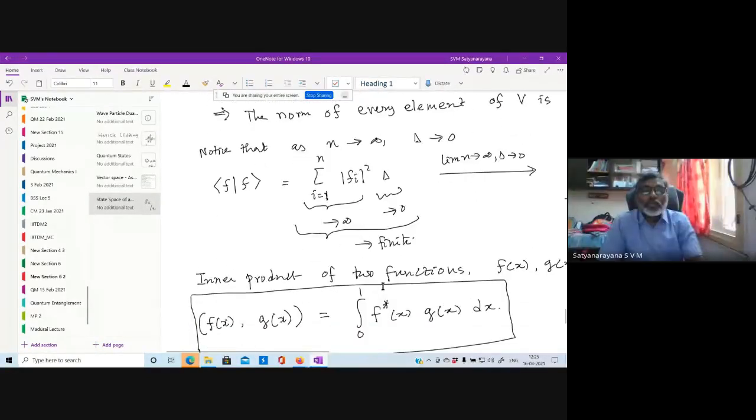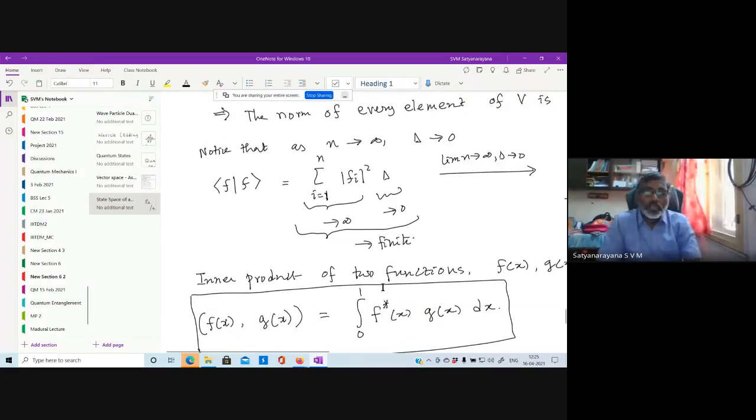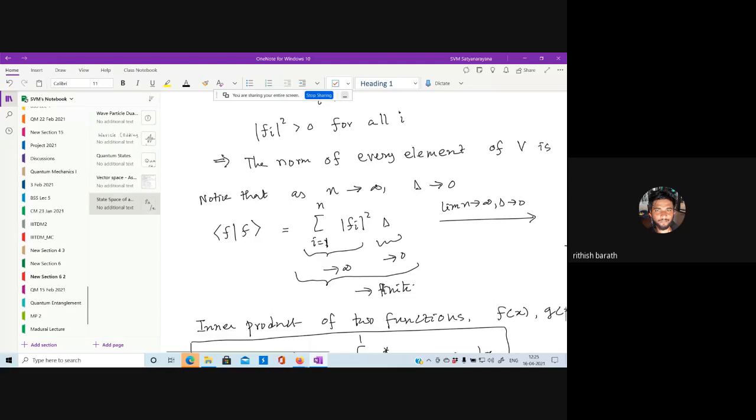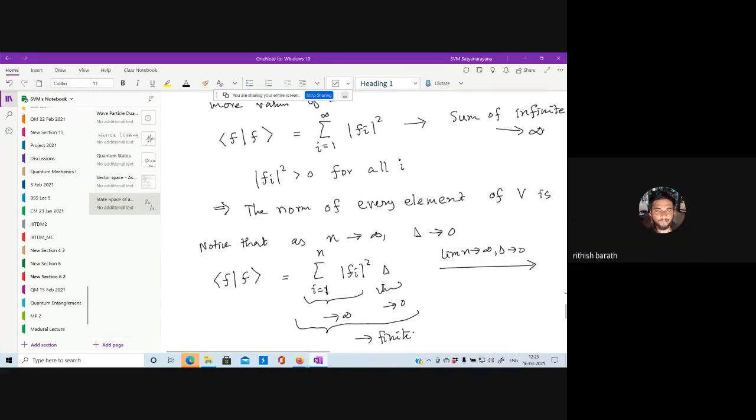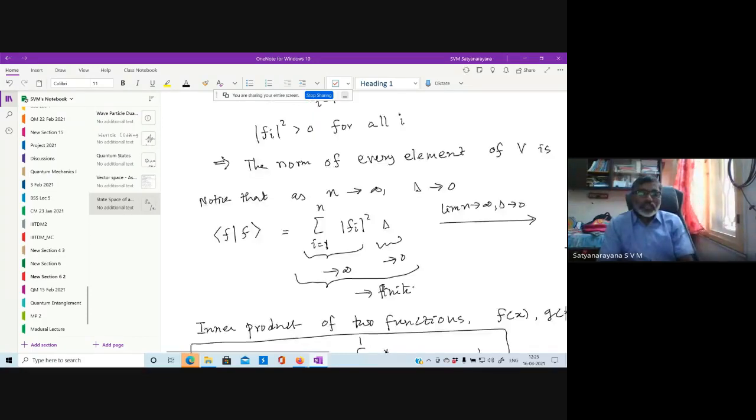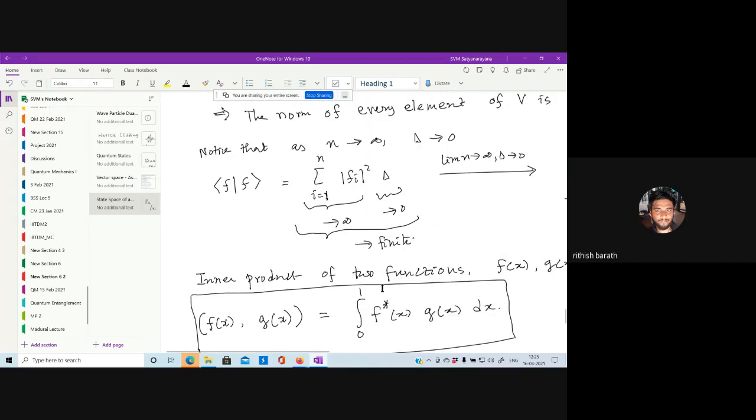So the essential point is that the norm is equal to 0 only for the 0 vector. For every other vector, it is non-zero. So we can write greater than or equal to zero. When I take a vector, I will always take a non-zero vector. The moment I take a non-zero vector, it is not going to give zero.